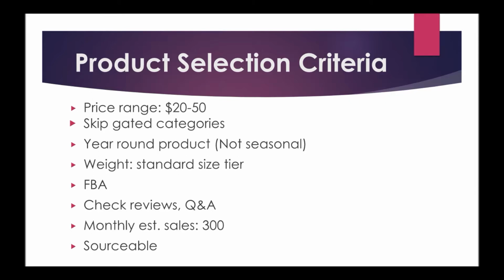Number seven, monthly estimated sales of around 300. Top-selling products may be too competitive. Let's pick a sales level where it will be easier to enter the market and beat the current competitors. And the final factor is sourceable. That means you can find a reputable supplier for the product.